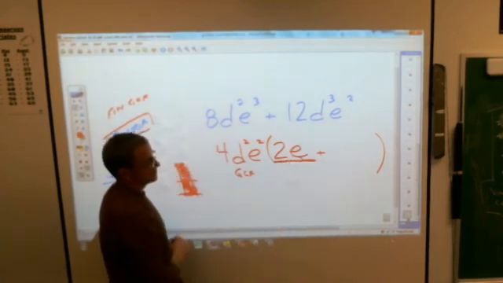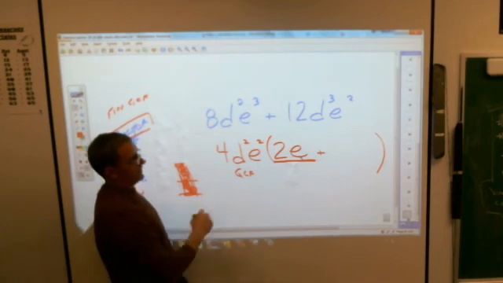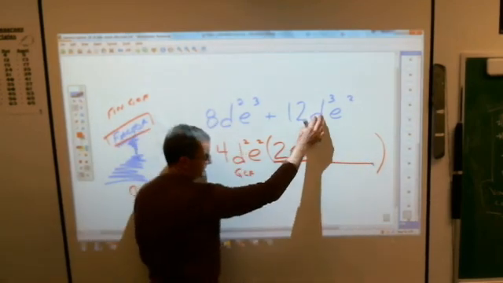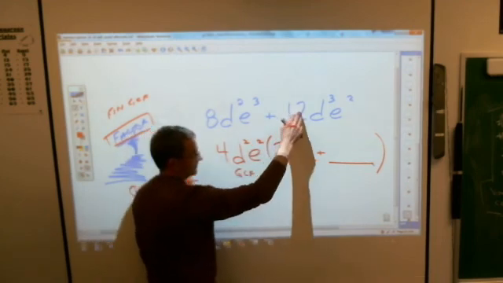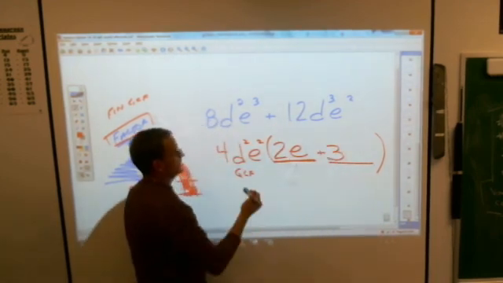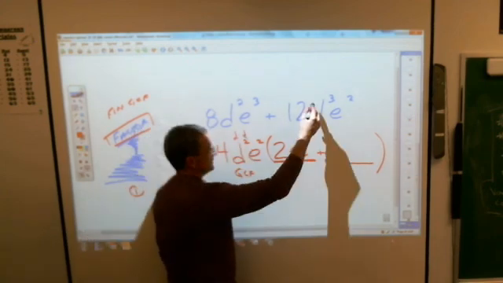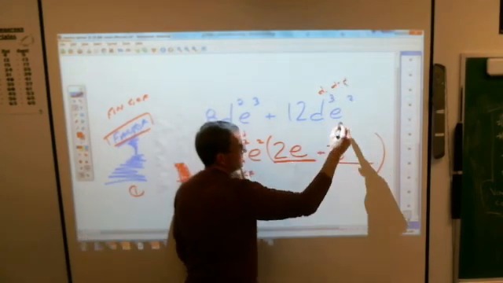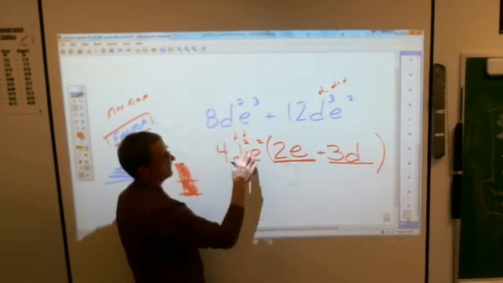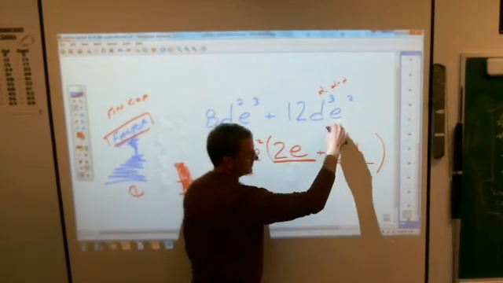Okay, that makes a lot more sense. Thank you. And now this one here, I need to put what times this will give me this for my second thing. So 4 times what gives me 12, or 12 divided by 4. Either way you look at it, it's 3. This only has 2 d's, but this has 3, so I need to put another d there, so when I multiply it, I get 3 d's. This already has 2 e's, that already has 2 e's.